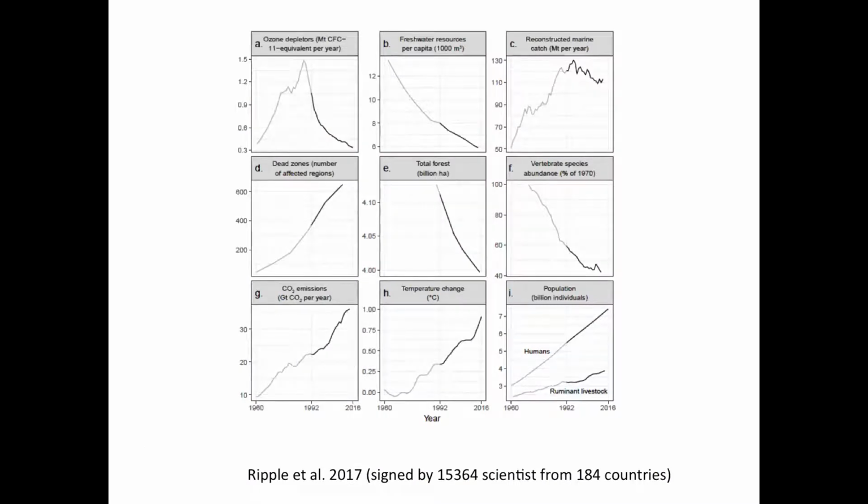One example given in the paper is these nine parameters. You see here, all of them, freshwater resources, dead zones in the sea, total forest, vertebrate abundance, and so on, are dramatically decreasing over time. But there is one parameter which gets better, the first one in the left corner, ozone depleters. You see the level of ozone in the atmosphere is nowadays almost re-established after a great collaborative effort all over the world. So this means if we act together, if we want to do it, we can do it.